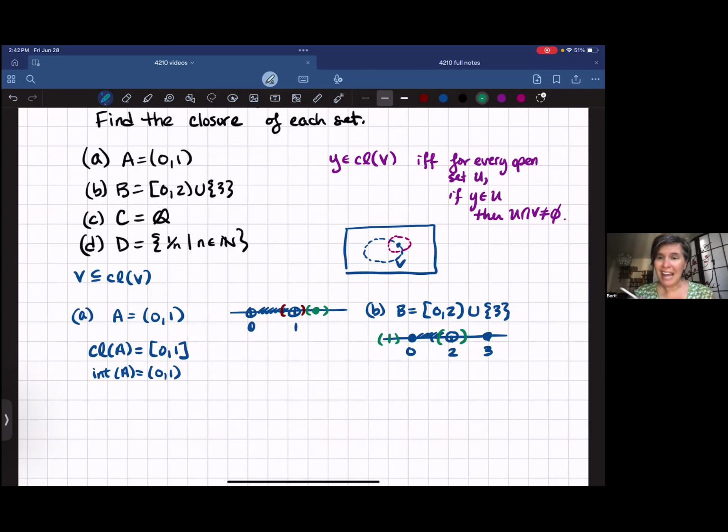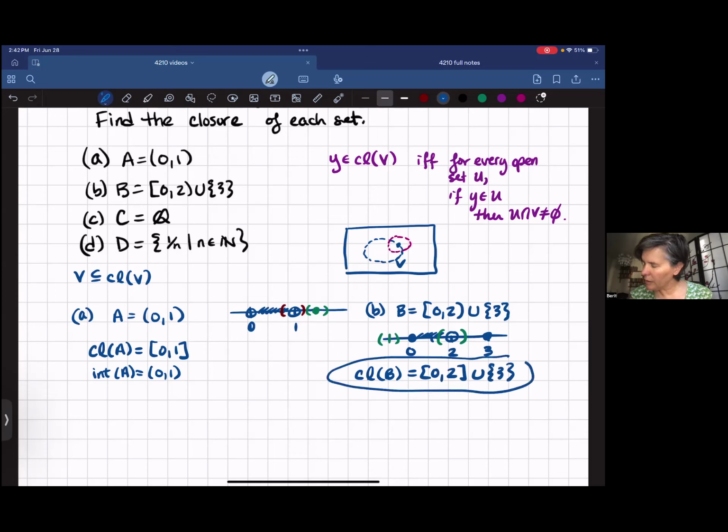So the only point we have to add to get the closure here is the endpoint 2. And so the closure of B is 0, 2, union, singleton 3. So these two examples, I think, can maybe convince you that if your set is written with intervals where some of the endpoints aren't included, then to get the closure, you want to include those endpoints. Okay, that's in the standard topology.